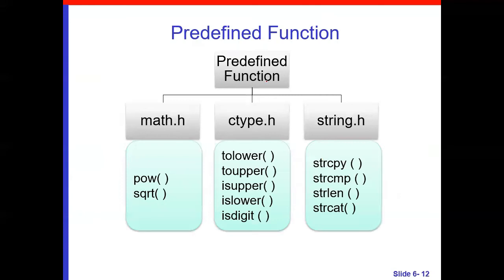Okay, so remember, this is the most common predefined functions that you usually use in CSC 1 to 8. For example, math.h, usually you use pow and sqrt. ctype is for the char data type, so you can use tolower, toupper, islower, isdigit. Under string.h, you have strcpy, strcmp, strlen, and strcat. What does it mean about these functions?